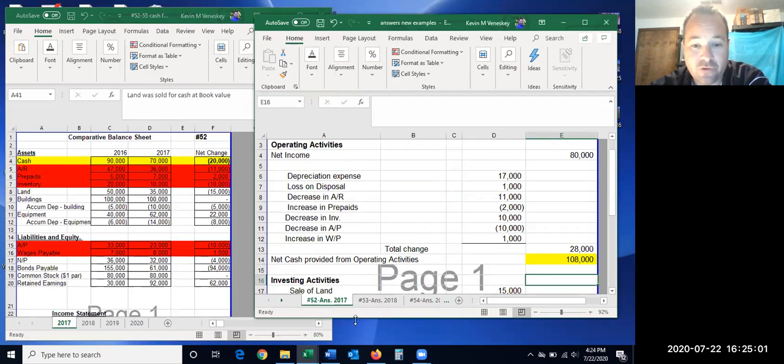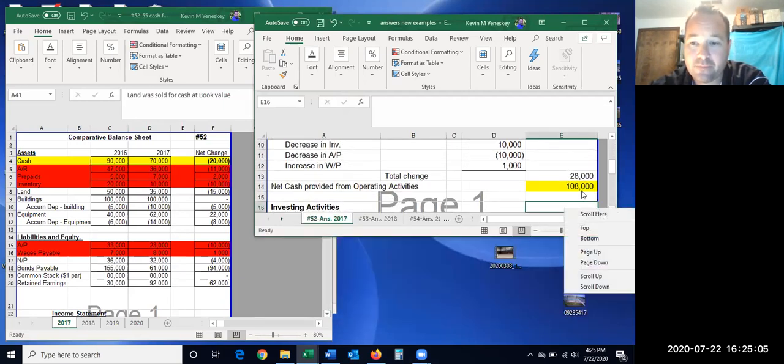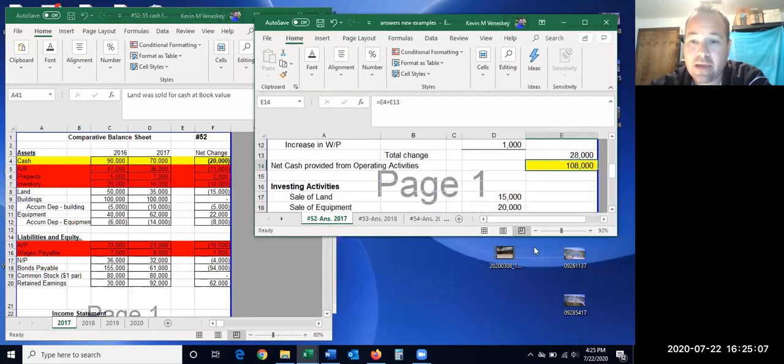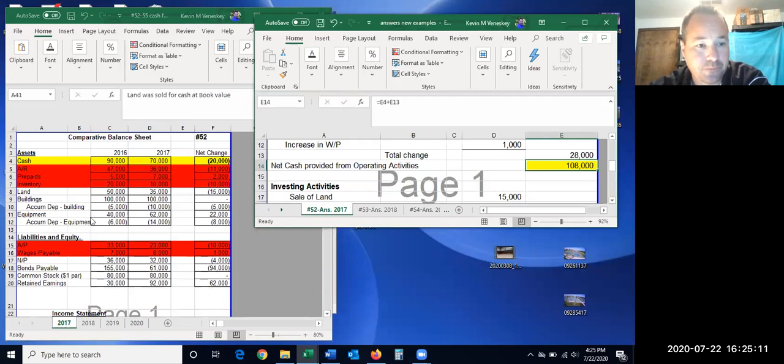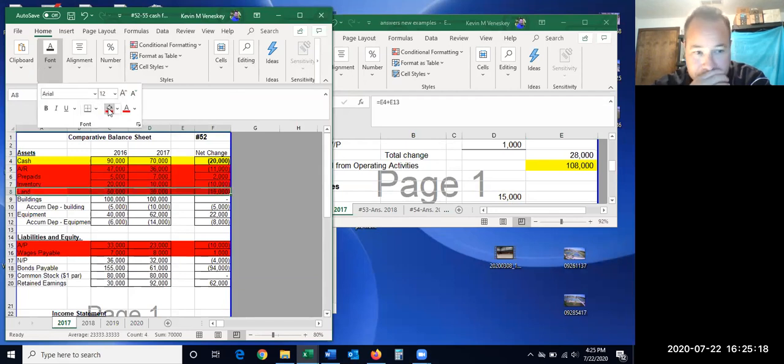So I'm going to come down here and show that. I'm going to show I had a sale of land and my cash went up by 15,000. And that explained all of that 15,000, so I can get rid of it.